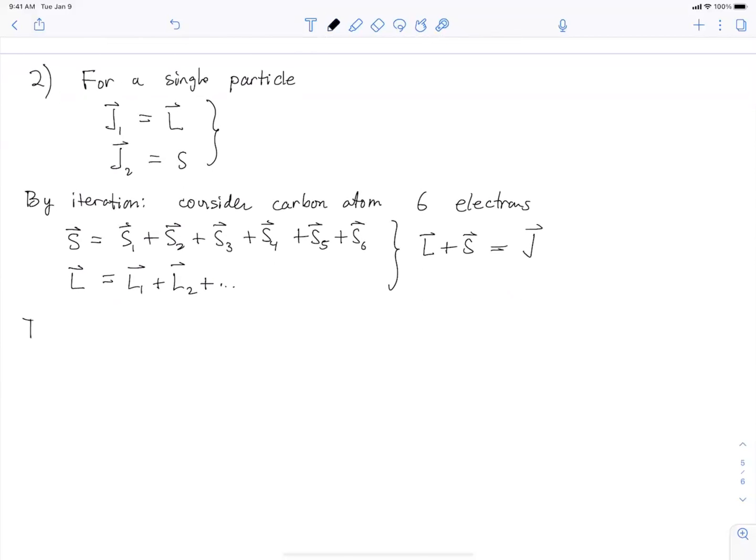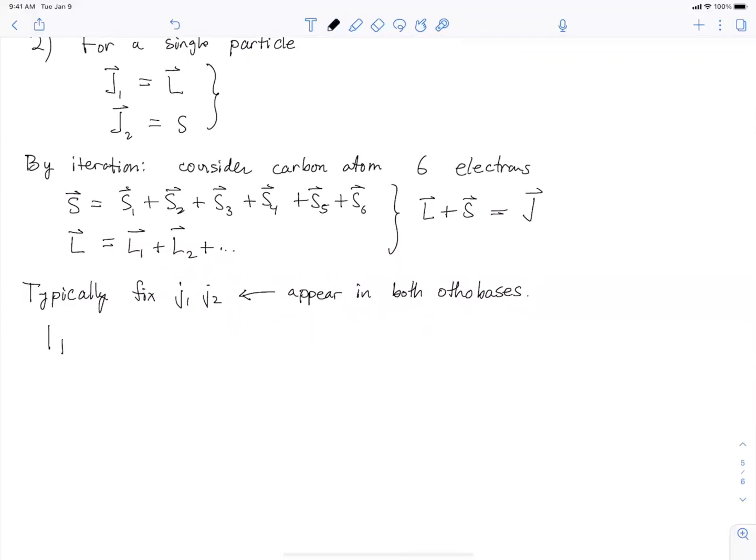Okay, so typically, we fix J1 and J2. That is, the angular momenta of the 2 that we're adding together. And so they will appear in both orthobases, the total and the product, just as if they were ordinary numbers. And so the 2 orthobases that we're talking about are J1, J2, M1, M2. We might as well just drop the J1 and J2 and just write it as M1 and M2. Then when you do that, it's understood that J1 and J2 are fixed.